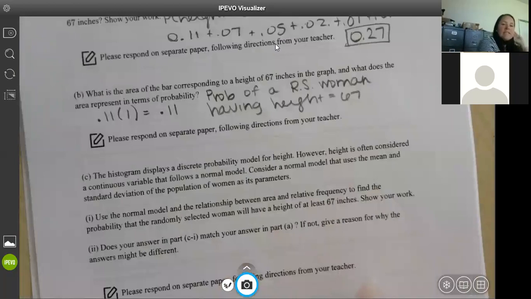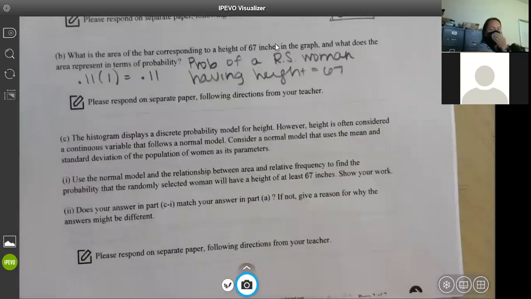All right, C says the histogram displays a discrete probability model for height. However, height is often considered a continuous variable that follows a normal model. Consider a normal model that uses the mean and standard deviation of the population of women as its parameters. Use a normal model and the relationship between area and relative frequency to find the probability that a randomly selected woman will have a height of at least 67 inches and show your work. Does your answer in part C1 match your answer in part A? If not, give a reason for why it might be different.